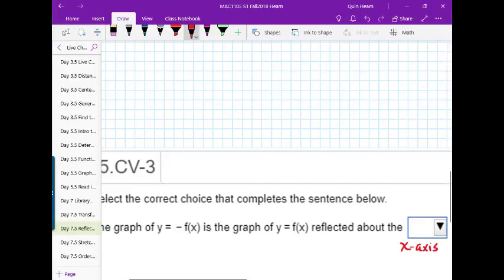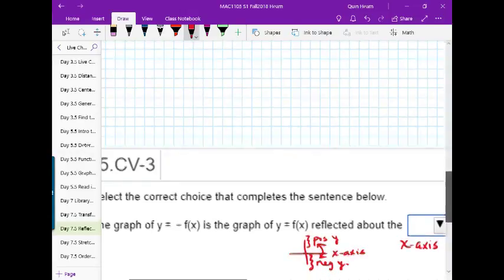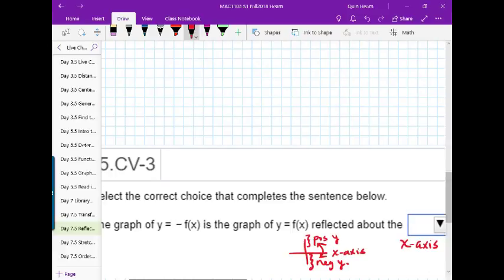Why does it reflect across the x-axis? Because the x-axis separates all the positive y values from all the negative y values. So any y value that was up flips down, and any y value that was down flips up. So it reflects over the x-axis. Okay, that's when the negative is outside the function.